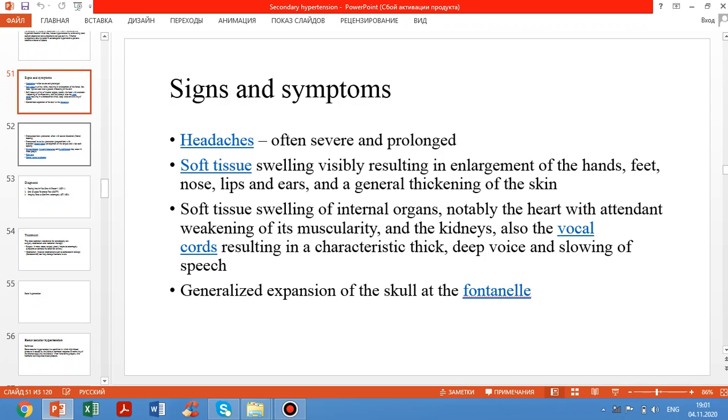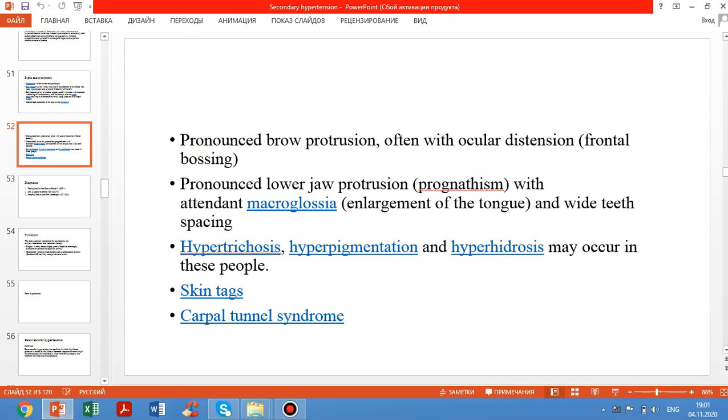Generalized expansion of the skull and the fontanelle. Pronounced brow protrusion, often with ocular distension. Pronounced lower jaw protrusion with attendant macroglossia and wide teeth spacing. Hypertrichosis, hyperpigmentation, and hyperhidrosis may occur in these people. Skin tags, carpal tunnel syndrome.